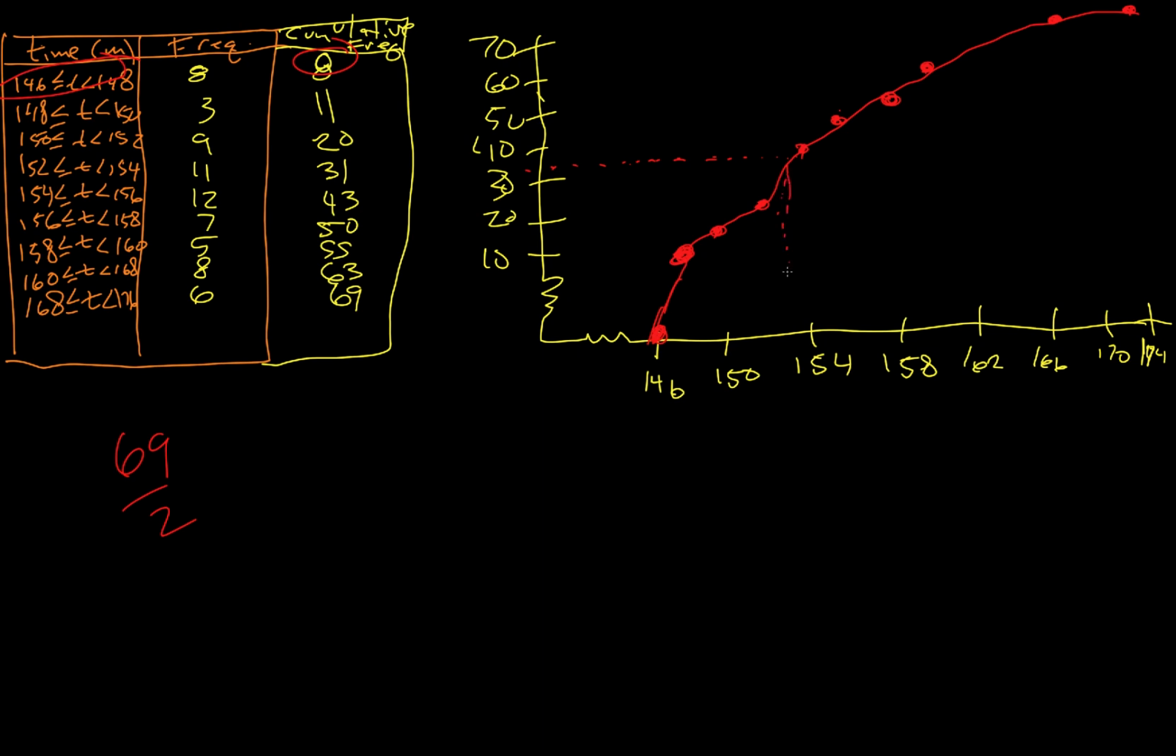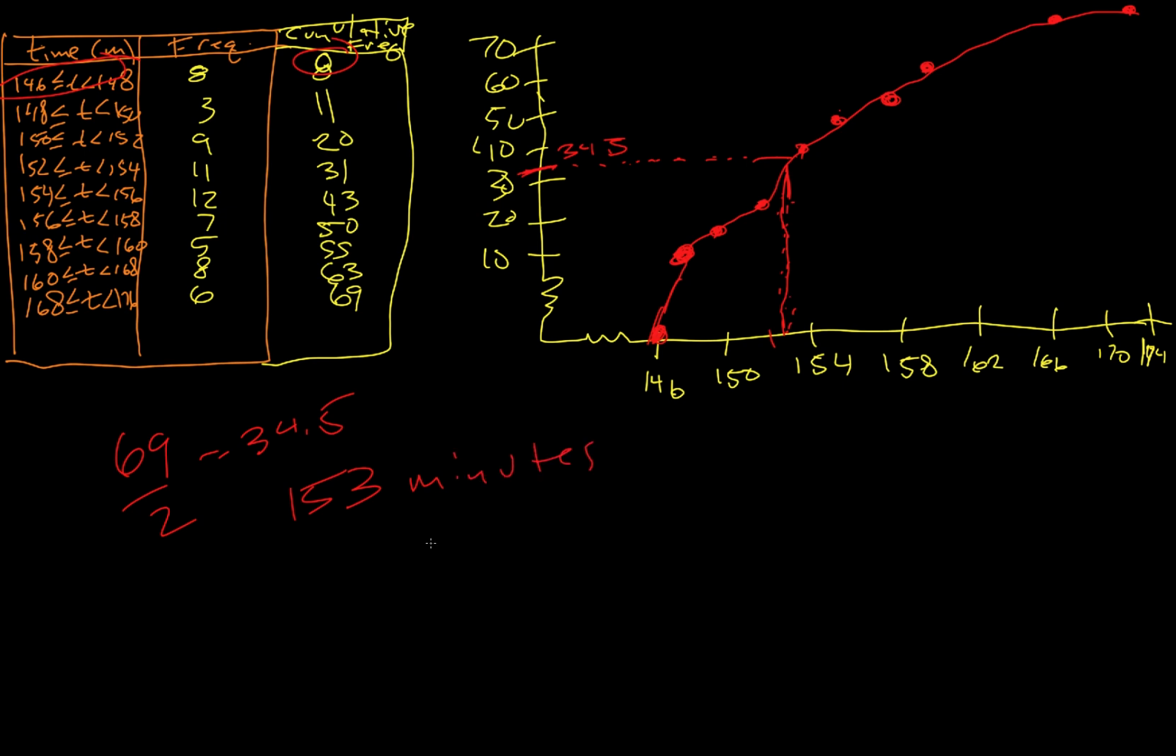Now, my graph's not super precise. So this is 34.5. Right here is 34.5. Going over to the graph, then going down to see, right here would be 52. So I would say 153 based on my graph. So 153 minutes.